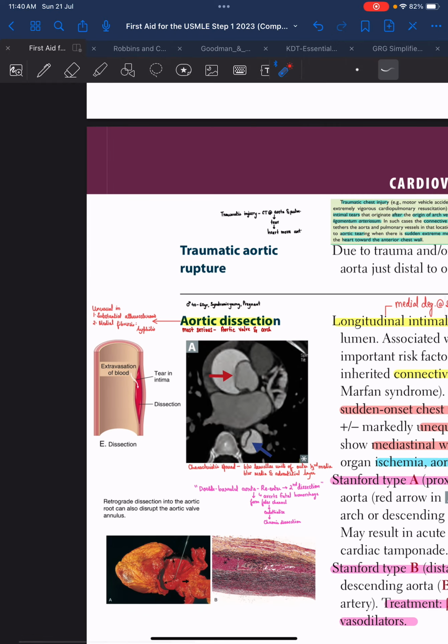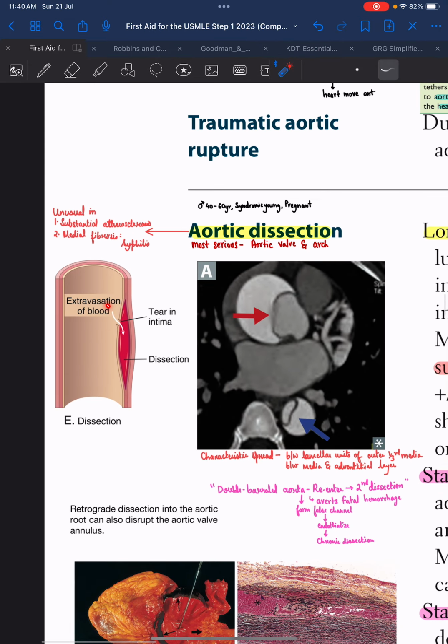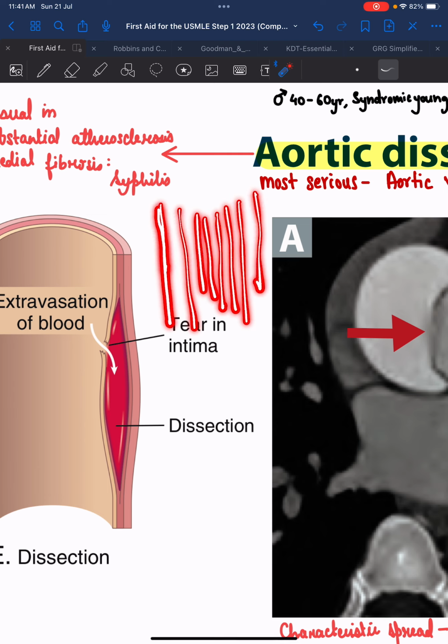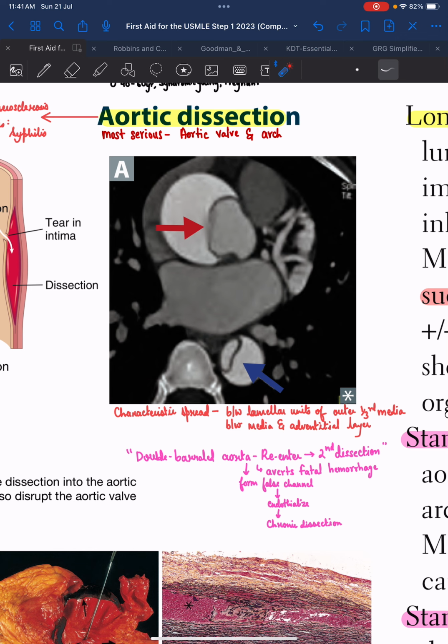Aortic dissection is basically a longitudinal tear in the tunica intima. As you can see over here, there is a tear in the tunica intima, which is leading to extravasation of blood within the lamellar units of the tunica media. Basically, tunica media is arranged in a laminar fashion. Here there is intima. Suppose the intima breaks, the blood will come and flow across the lamellar units of the tunica media. So this is basically known as aortic dissection. As you can see over there, there is characteristic spread between the lamellar units of the outer 1/3 of media, between the media and the adventitial layer.